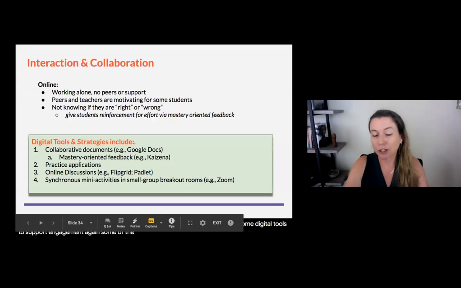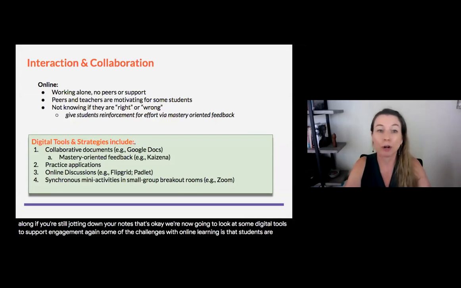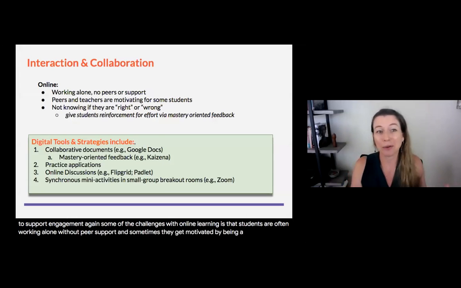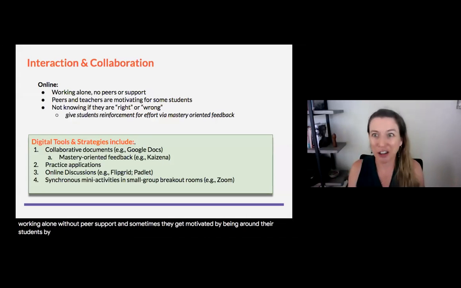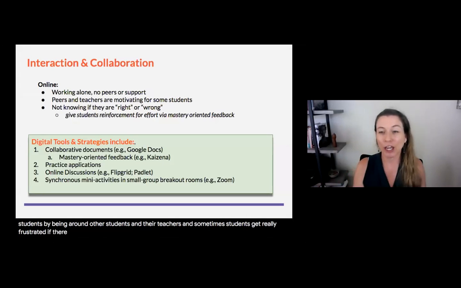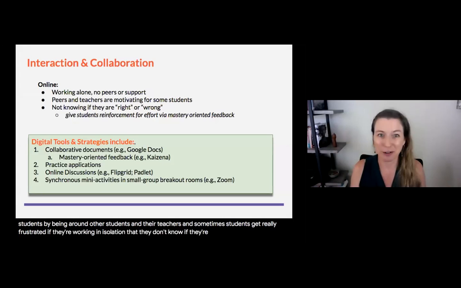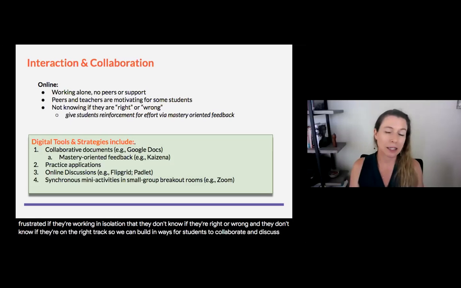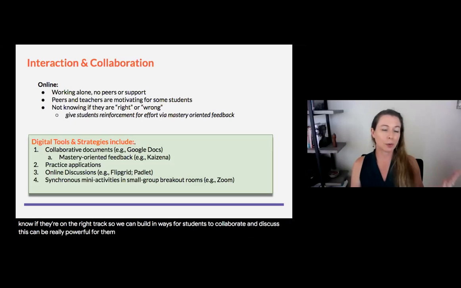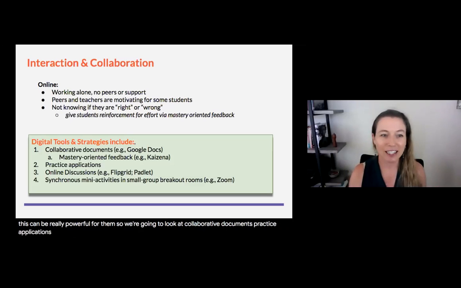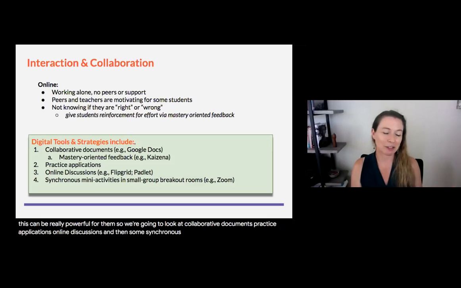Again, some of the challenges with online learning is that students are often working alone without peer support. And sometimes they get motivated by being around other students and their teachers. And sometimes students get really frustrated if they're working in isolation, that they don't know if they're right or wrong, and they don't know if they're on the right track. So if we can build in ways for students to collaborate and discuss, this can be really powerful for them. So we're going to look at collaborative documents, practice applications, online discussions, and then some synchronous mini activities.